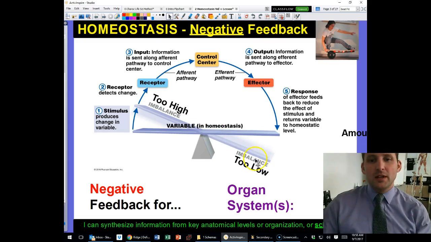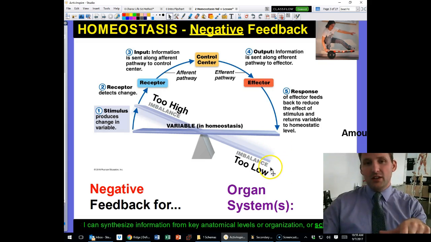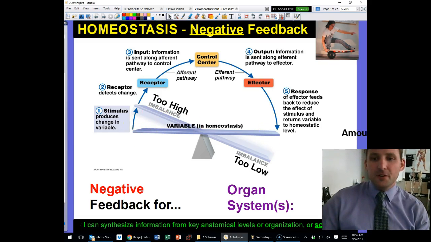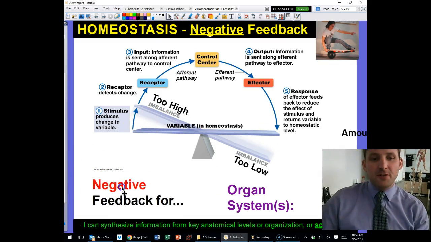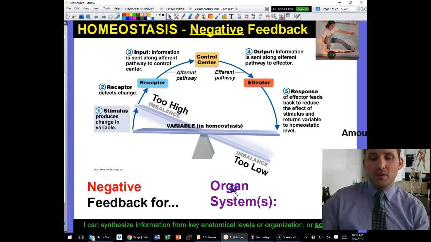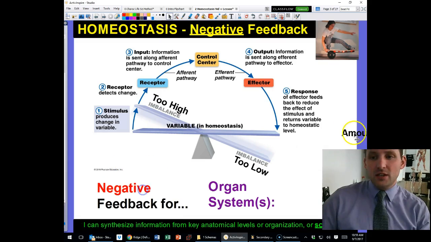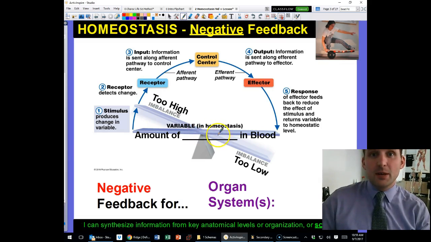So that's the goal. This balance beam also has a bottom side that does the same thing. This is just now a stimulus that lowers it. And there's a receptor, control center, and an effector that would raise it back up to equilibrium. So that's the basics. And then for each one of these, there's a negative feedback loop and an organ system for it. The negative feedback is always seen right here in the middle. It's usually the amount of something in the blood, like it might be the amount of calcium or oxygen or the temperature of your blood or the pH of your blood.